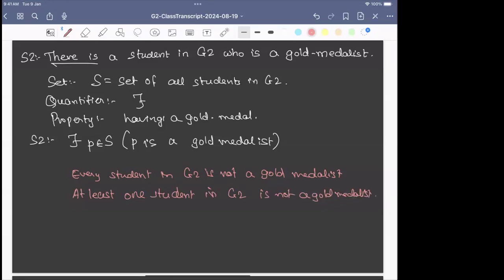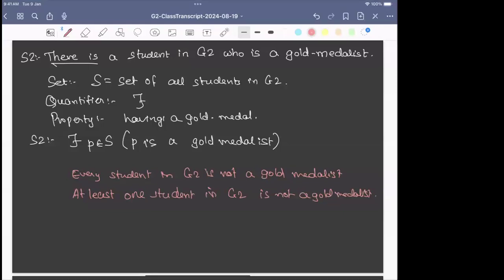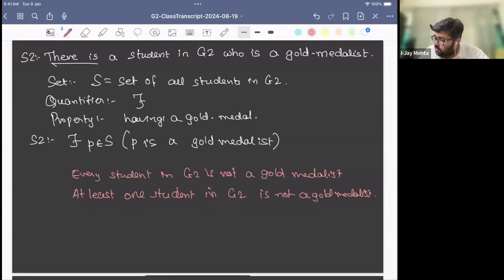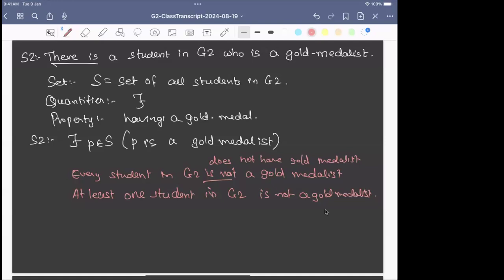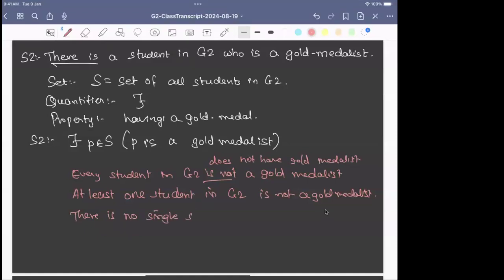Okay. Palak, you had a question. You raised your hand. You want to give some other answer? Sakshi, room number 9. Yes, sir. Every student in G2 does not have a gold medal. So is not or does not have a gold medal, it is the same. It is just a matter of phrasing in English. Yes, Sumit. Can I answer different, sir? Yes, sure. I'm looking for different answers. Yes, there is no single student in G2 who is a gold medalist. There is no single student. What do you mean by single student?